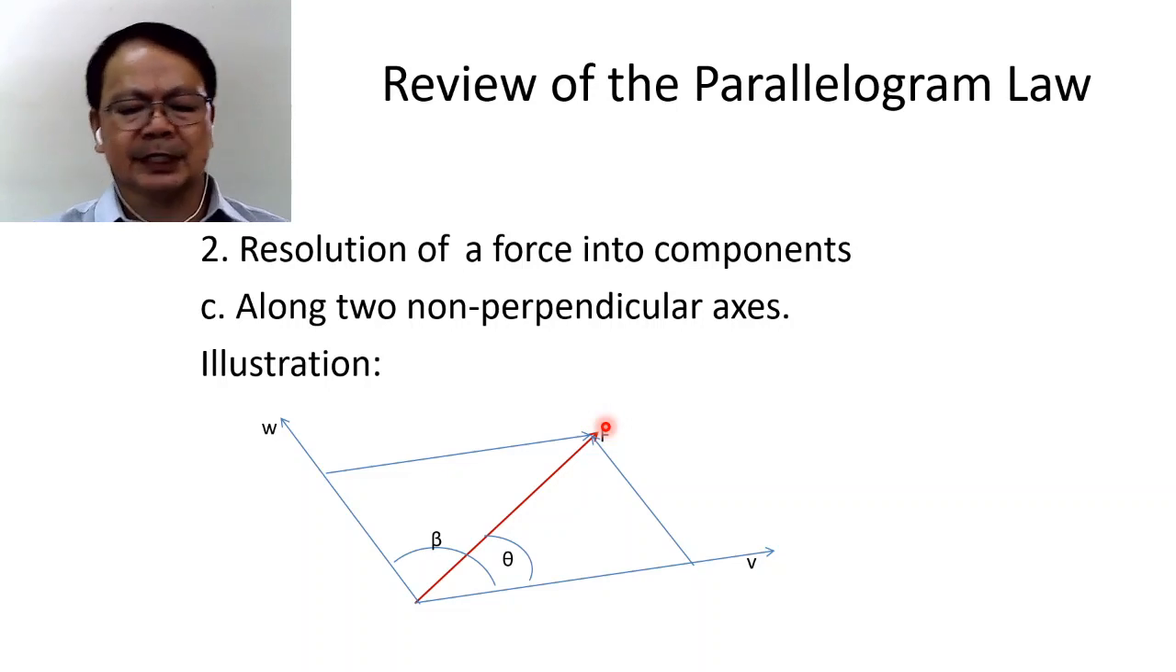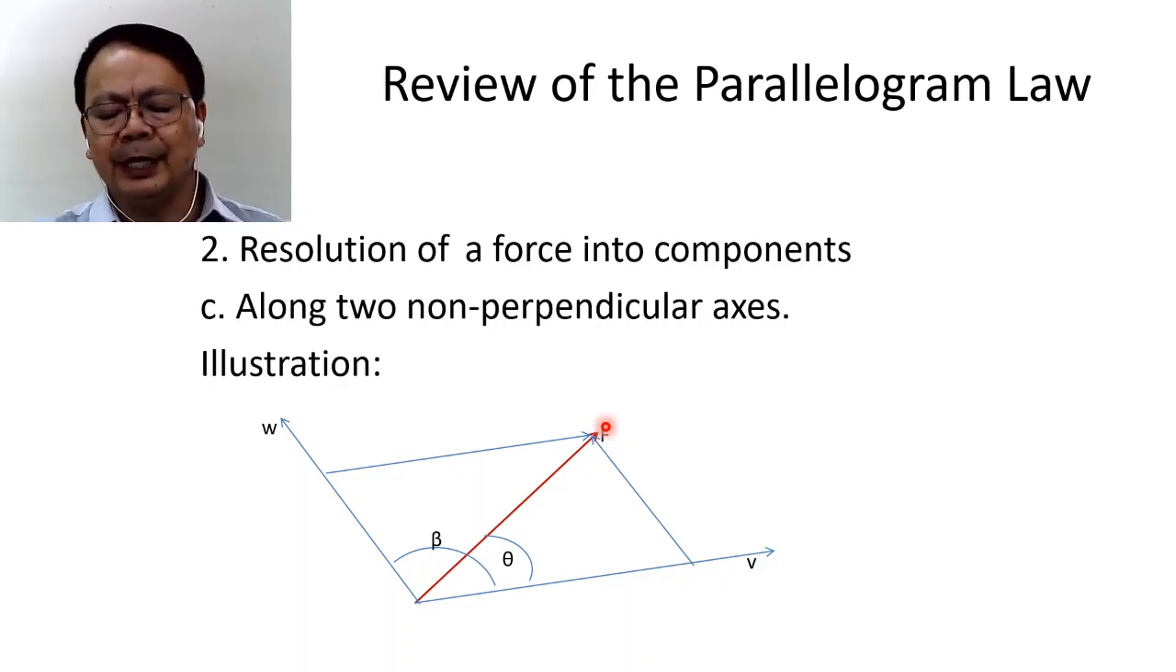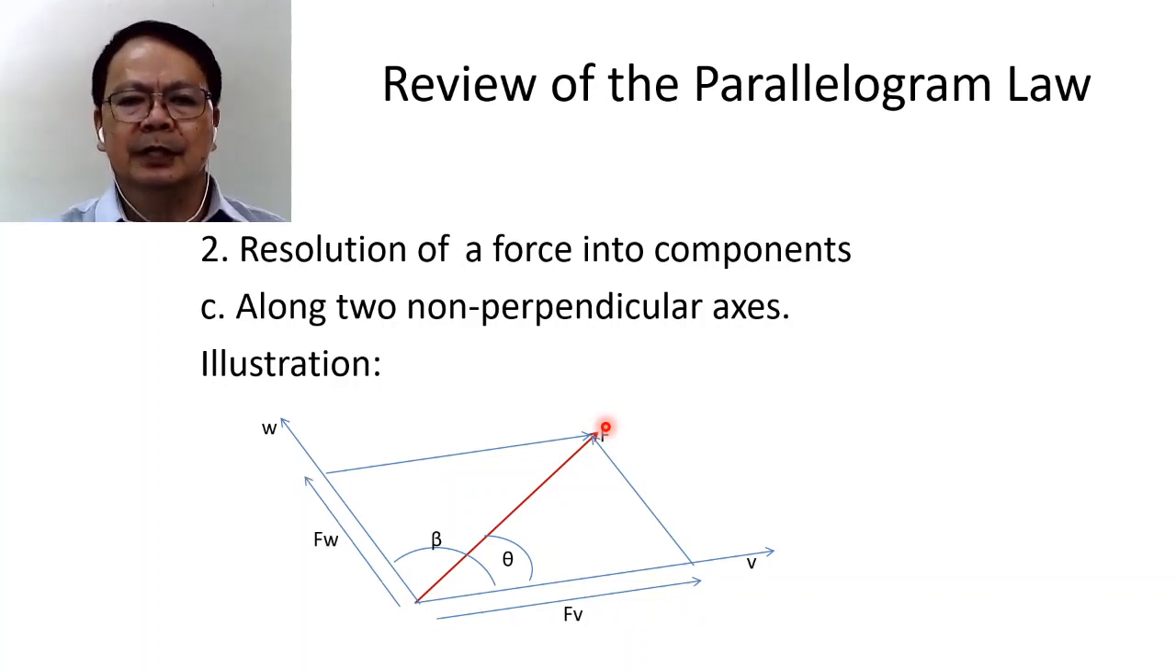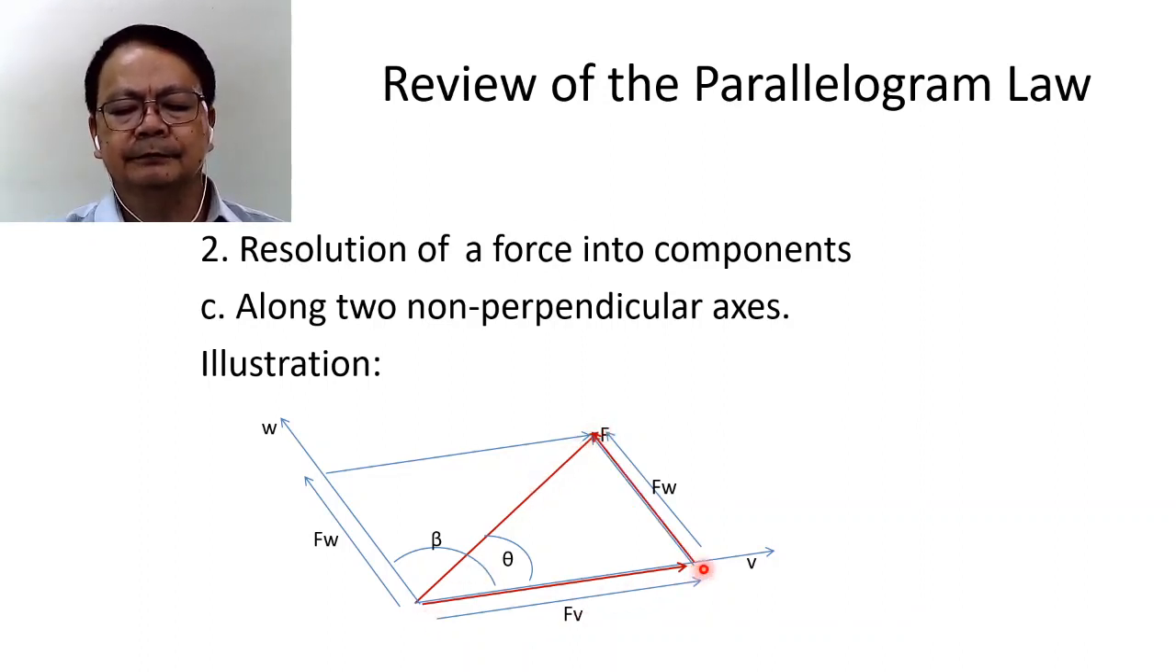Now, which sides of this parallelogram shall be the components of F along W and along V? So, you see this side becomes the V component of F, while this side becomes the W component of F, which can be computed using the principle of the parallelogram law. Do you see this triangle formed? The red triangle. Do you see this triangle?